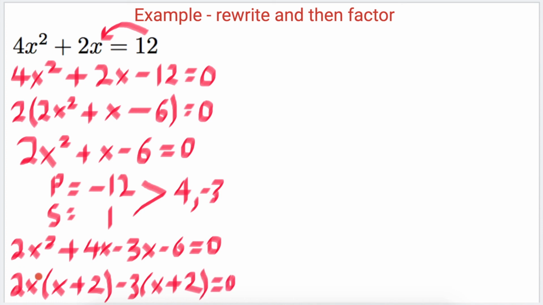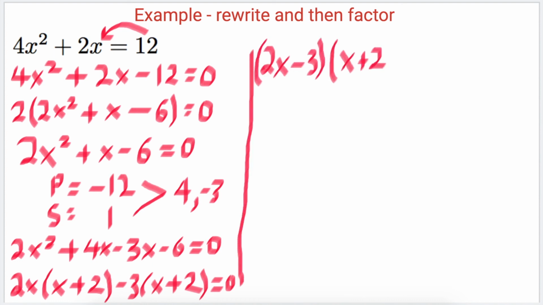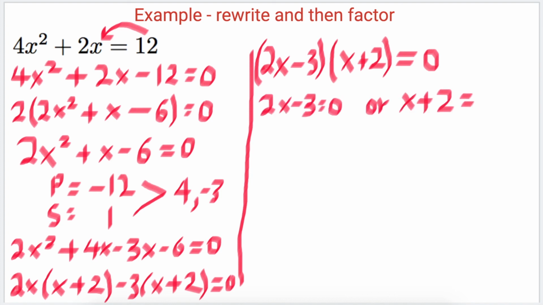And then I'm going to take the 2x and the negative 3, and put those two inside the same parentheses, and x + 2 in the other parentheses, equal to 0. So each of these parentheses, I'm going to set them equal to 0. 2x - 3 = 0, or x + 2 = 0.